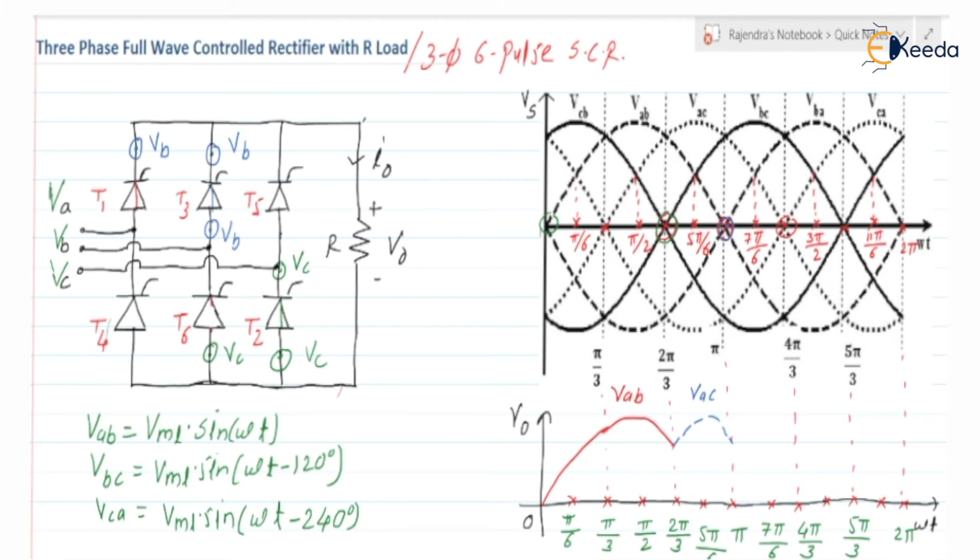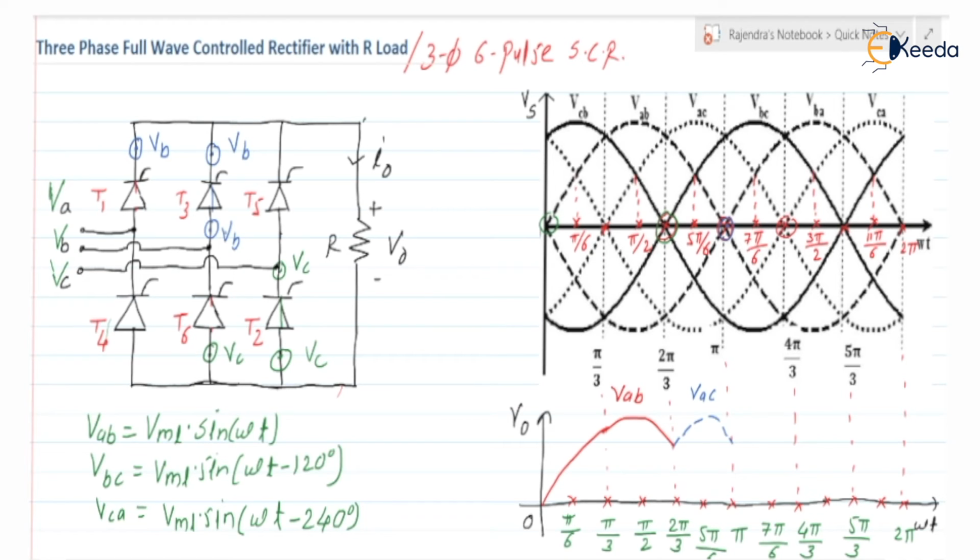VAB negative means what? Yes, thyristor T1 will feel the reverse voltage, and thyristor T1 will turn off. So when T1 turns off, the thyristor pair which will be in the conduction mode is T2 and T3.